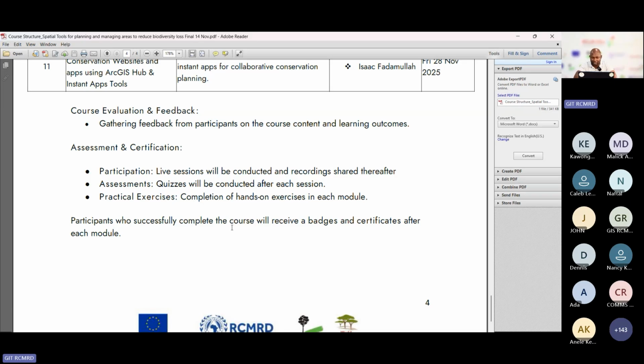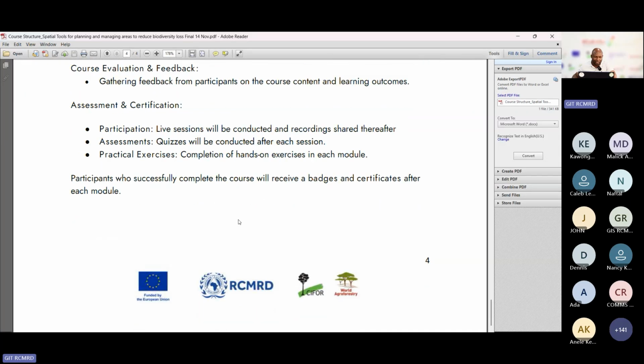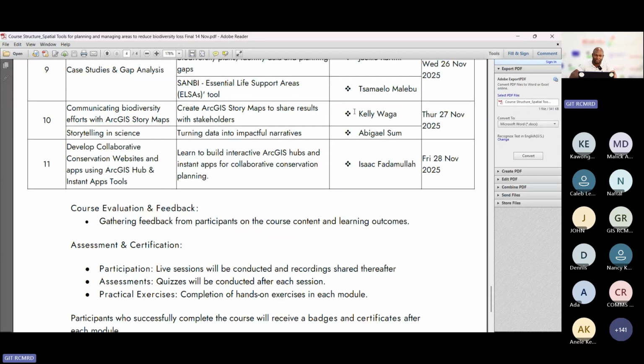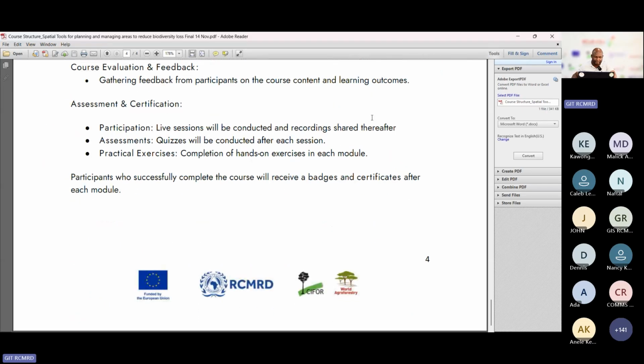So please, let's make sure that we are attending the sessions, or we are looking at the content. We are going through the content and answering the questions as required. We want to ensure that everyone passes. We don't fail people, but basically make sure that you understand the content and you're passing the quizzes for you to get your badge and your certificate.